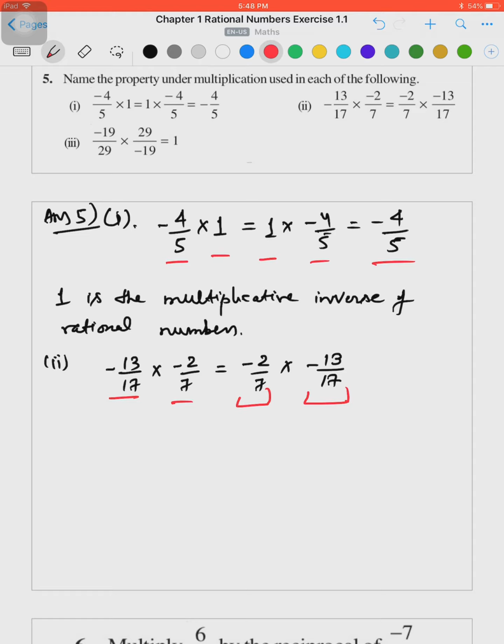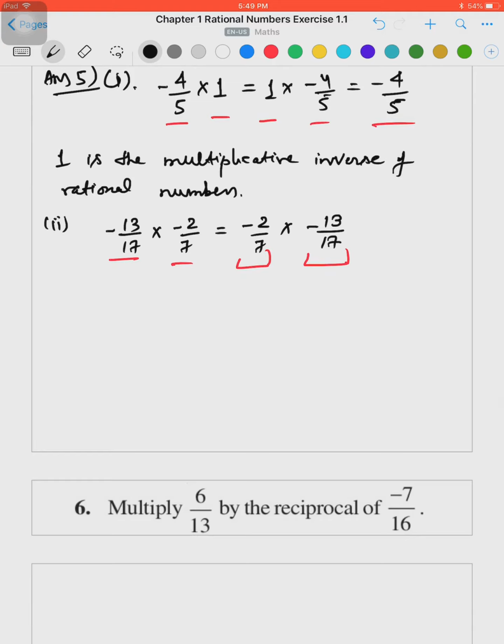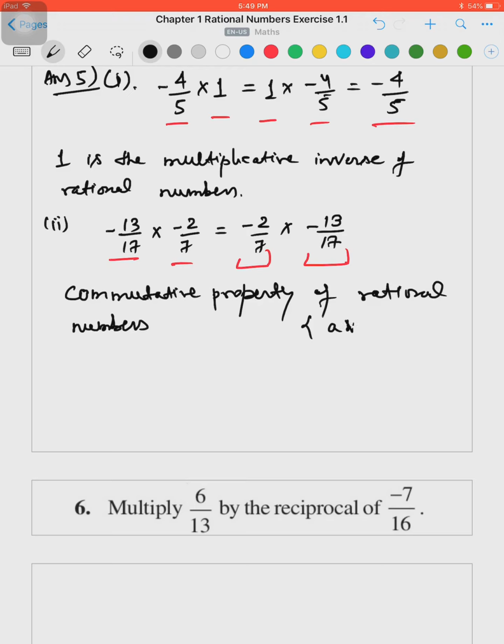So we have to identify which property it is. This property is the commutative property of rational numbers, which says A into B will be equal to B into A, like I had already explained in the previous session.